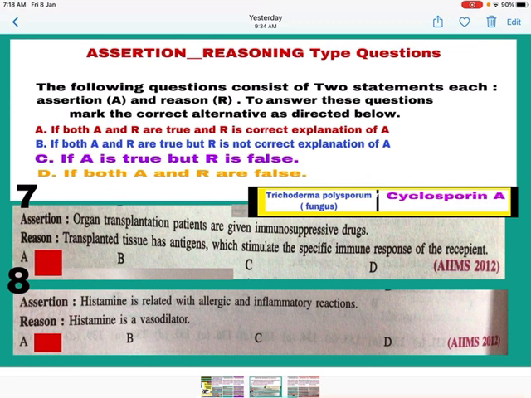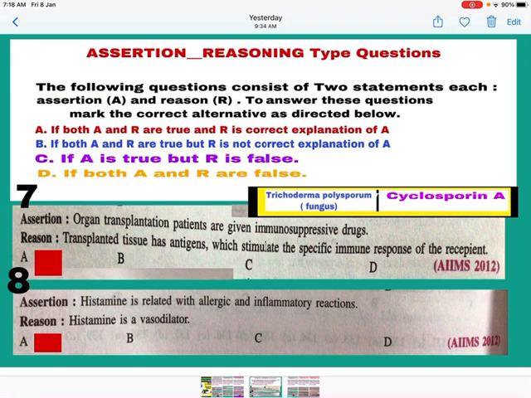Transplanted tissues have antigens. Yes. What they do, these antigens stimulate the specific immune response of the recipient. As a result, patients start rejecting the organs, start fighting the organ because of this immune response. और इसको कम करने के लिए, इम्यूनिटी सिस्टम को लो रखने के लिए इम्यूनोसप्रेसिव ड्रग्स दिए जाते हैं पेशेंट्स को, so that organs will be accepted by the patient. Clear? So here A is correct, R is correct, and R is the correct explanation for A, so mark A.